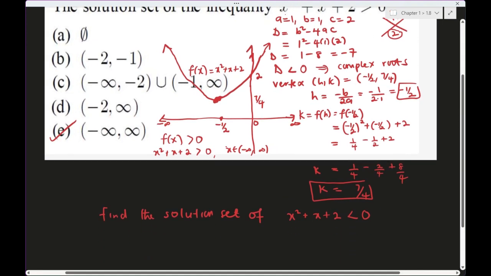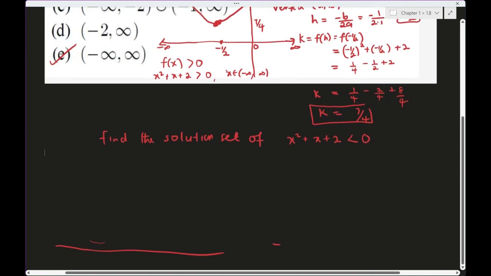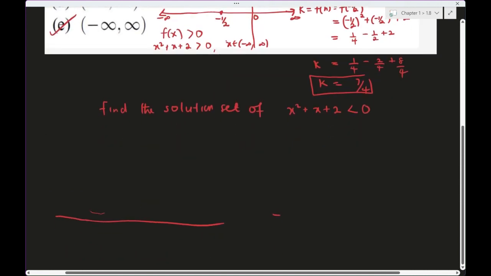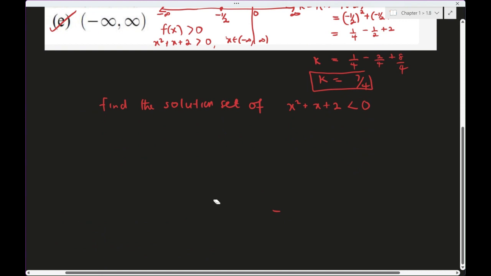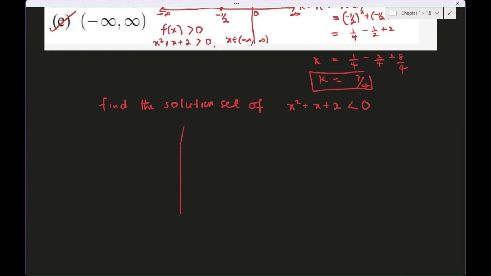Now, what will be the answer? Okay, follow me here. You see the graph. The graph will remain the same. So it's still going to be something like this, where here is minus half, and let's say here is 7/4, and the y-intercept is 2, right? So this is it.